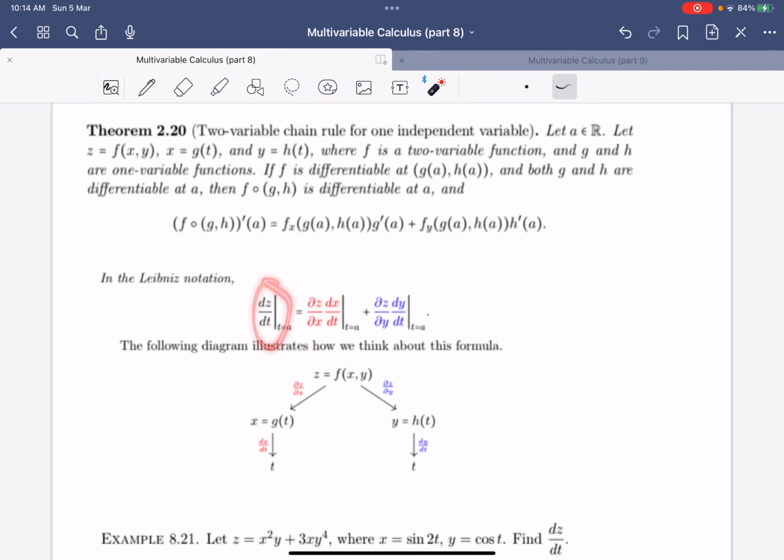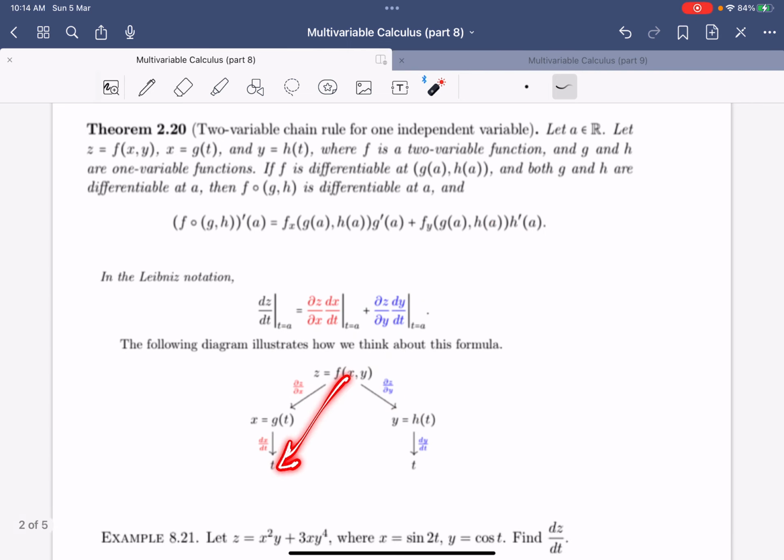So dz/dt will equal the partial z over partial x. The reason we use partial here is because z can be broken down into x or y, but if it was broken down strictly into t, it's only one variable. So we say it's the partial z over partial x times dx/dt. So this gets you the partial of z with t when you're talking about the x side, and then this will be the one with the y side.